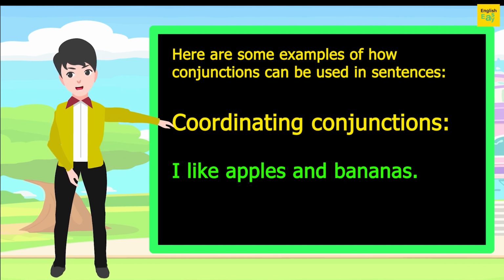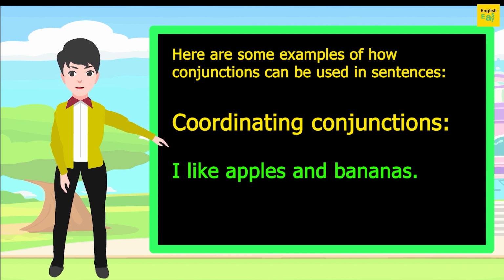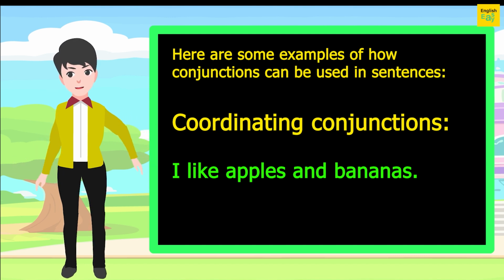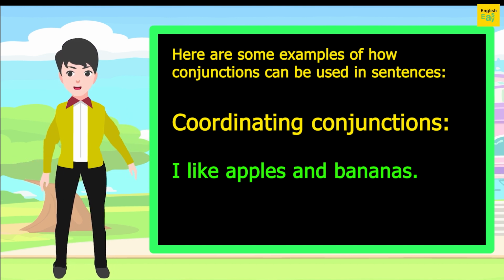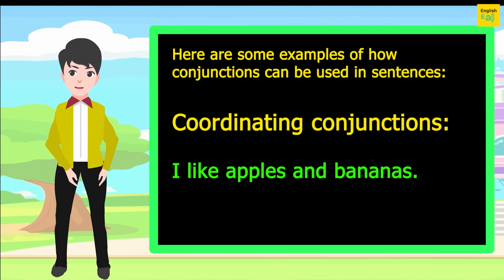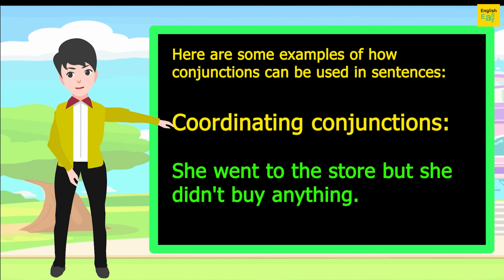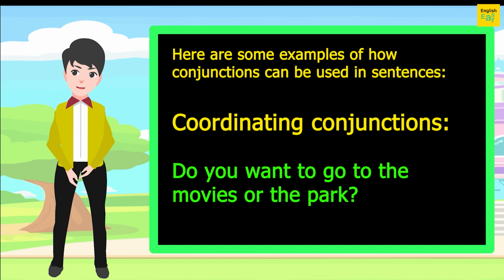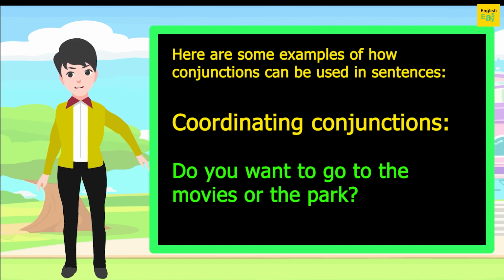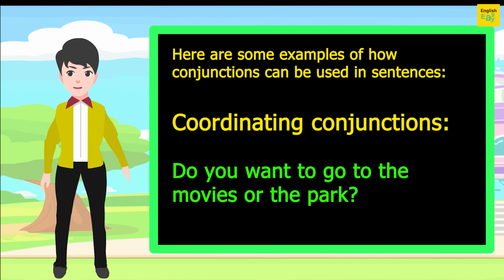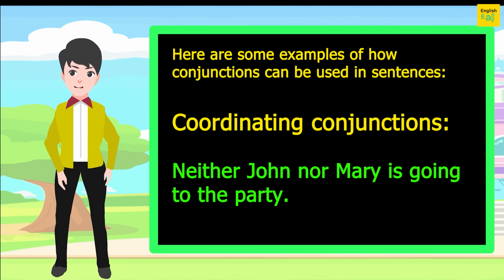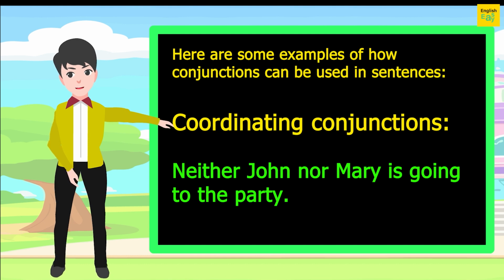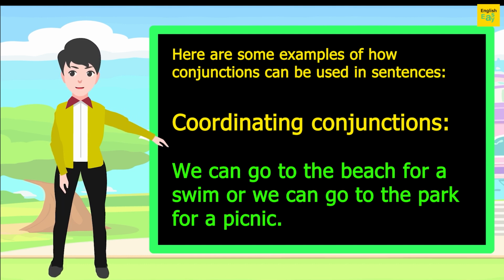Here are some examples of how conjunctions can be used in sentences. Coordinating conjunctions. I like apples and bananas. She went to the store, but she didn't buy anything. Do you want to go to the movies or the park? Neither John nor Mary is going to the party. We can go to the beach for a swim, or we can go to the park for a picnic.